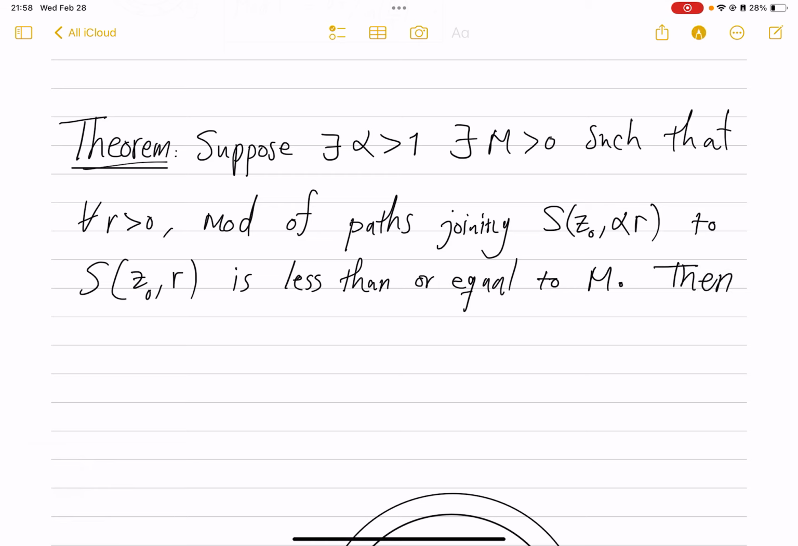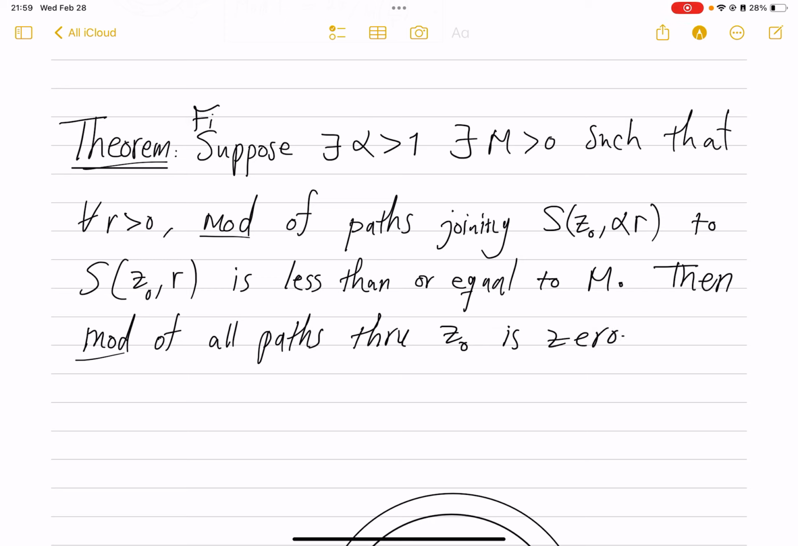this alone implies that the modulus, whatever modulus this one is, so if this is p-modulus, this is p-modulus. If this is transboundary modulus, this is transboundary modulus. So the modulus of all paths through z naught is 0. So z naught is just one fixed point, irrelevant. So how do we begin with annuli and end up with this? Is the whole reason I'm giving you this proof.